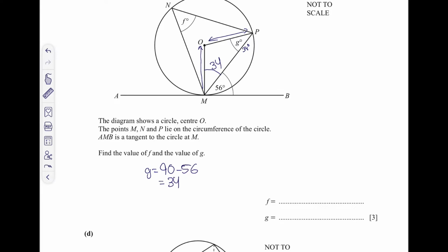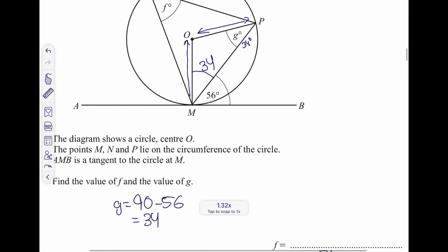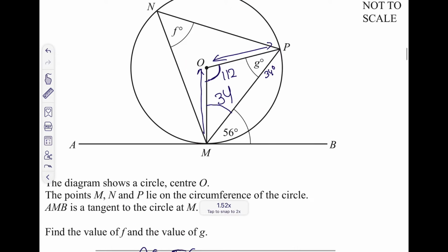They haven't asked us for reasoning here, otherwise you could also be asked to find the reasons. Now if G is 34, what do you think this angle would be? Remember, angles in a triangle always add up to 180. So in order to find angle MOP, we would basically do 180 minus 2 times 34. That gives you 112. Now the angle F would basically be half of this, since this is a property of circles. So 112 divided by 2 is 56.